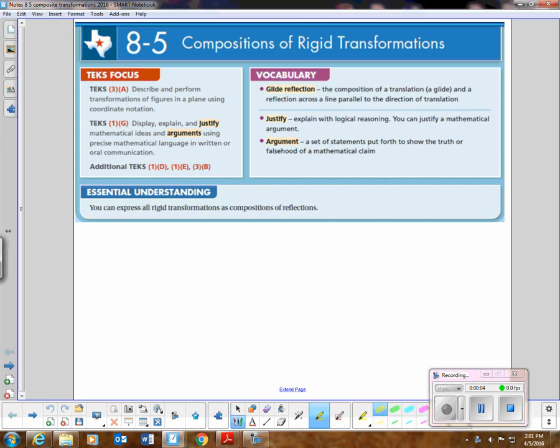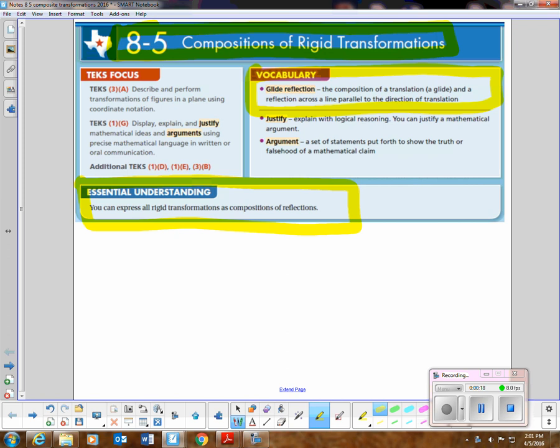Today we're going to learn about composites or compositions of rigid transformations. So please get the title up here into your notes. Let's get this vocabulary, just this one here will work. And of course our essential understanding on the title of our page.